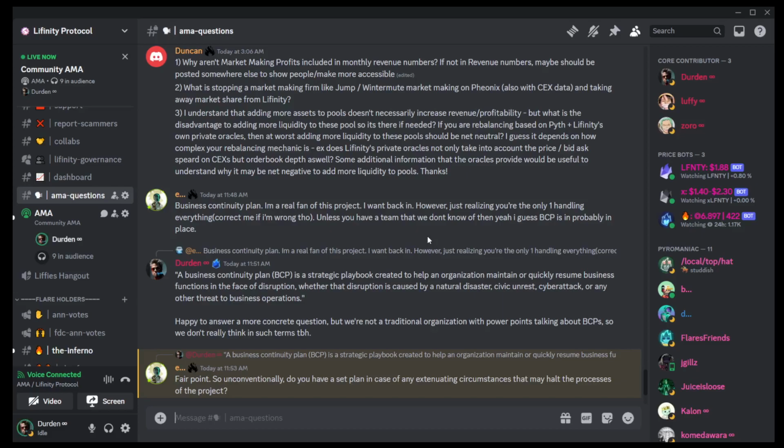All right. Duncan asks, why isn't the market making profit included in monthly revenue numbers? If not in revenue numbers, maybe they should be posted somewhere else to show people and make them more accessible. The reason they're not included is because they are harder to calculate precisely. Like trading fees, they just accrue in a separate account, so it's really easy to see how much has accrued. But not so with market making profit.